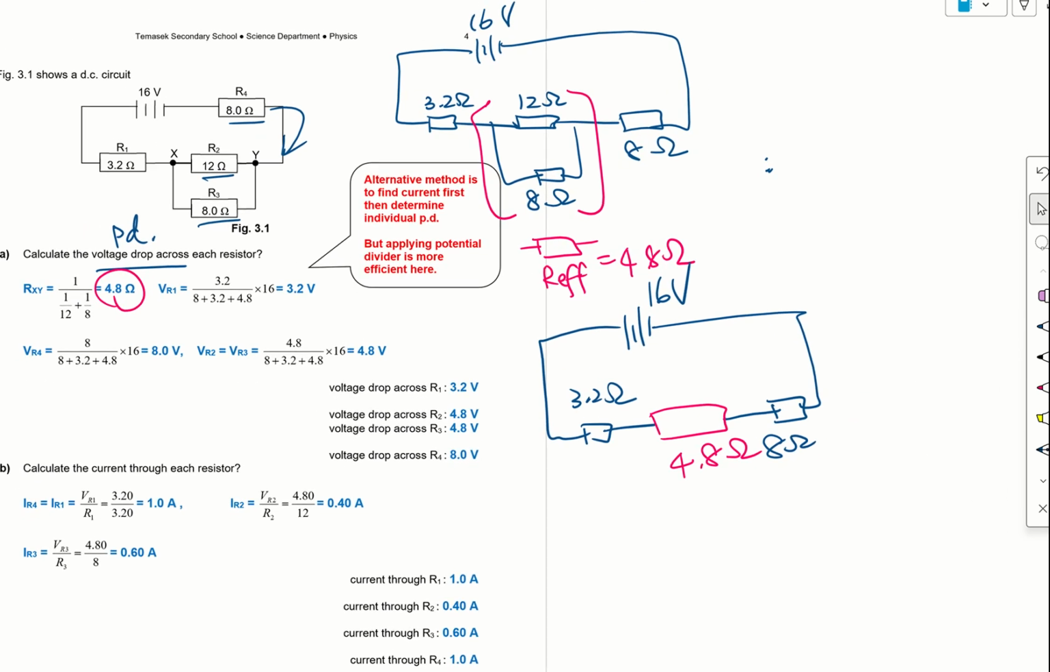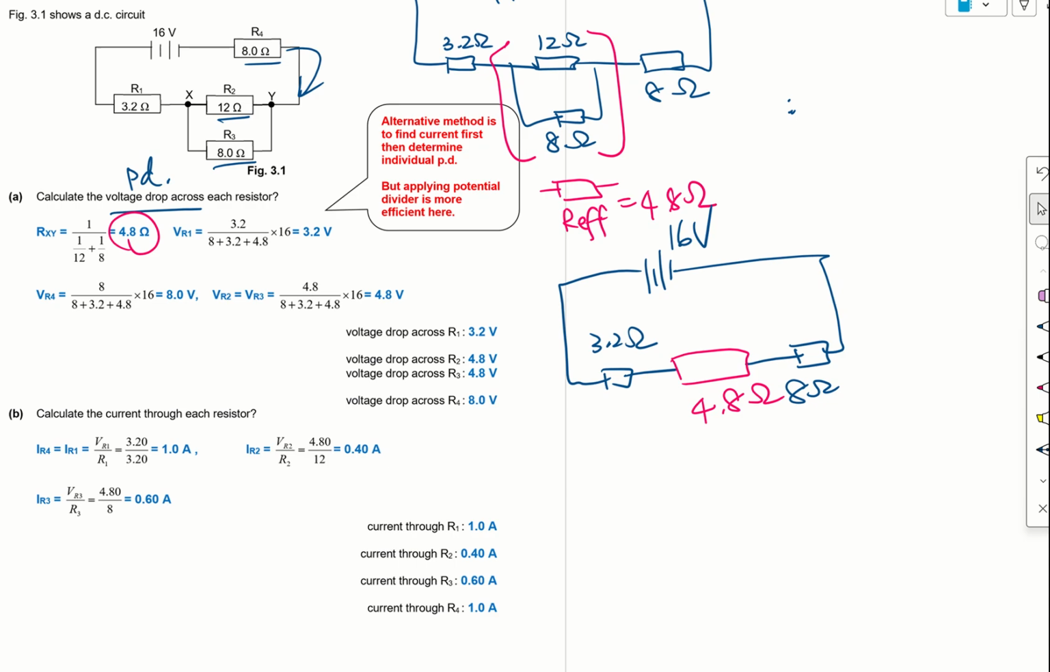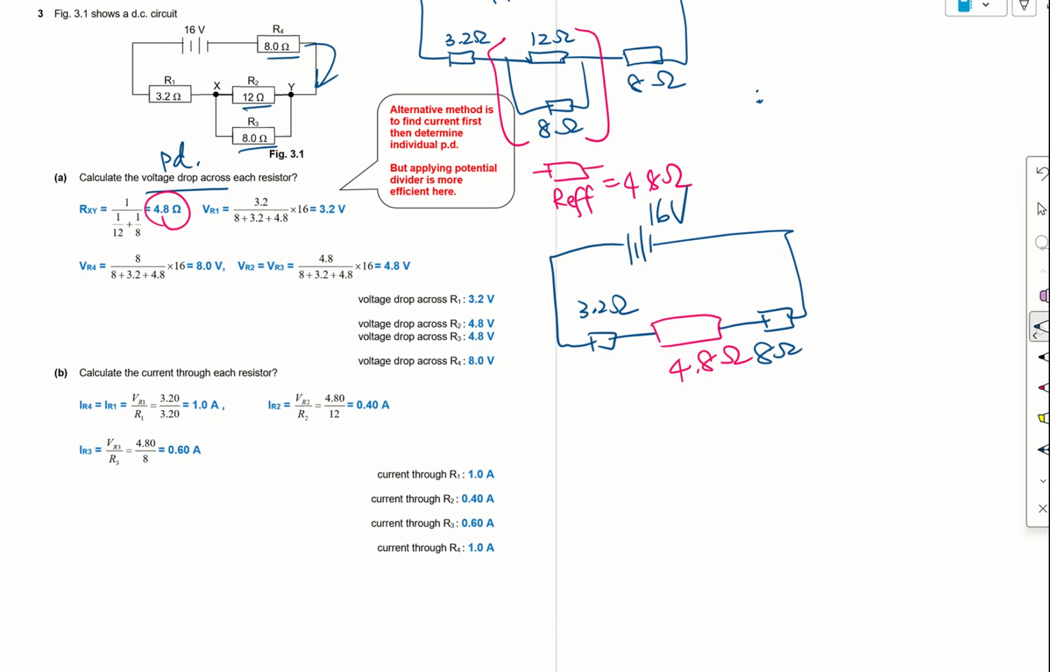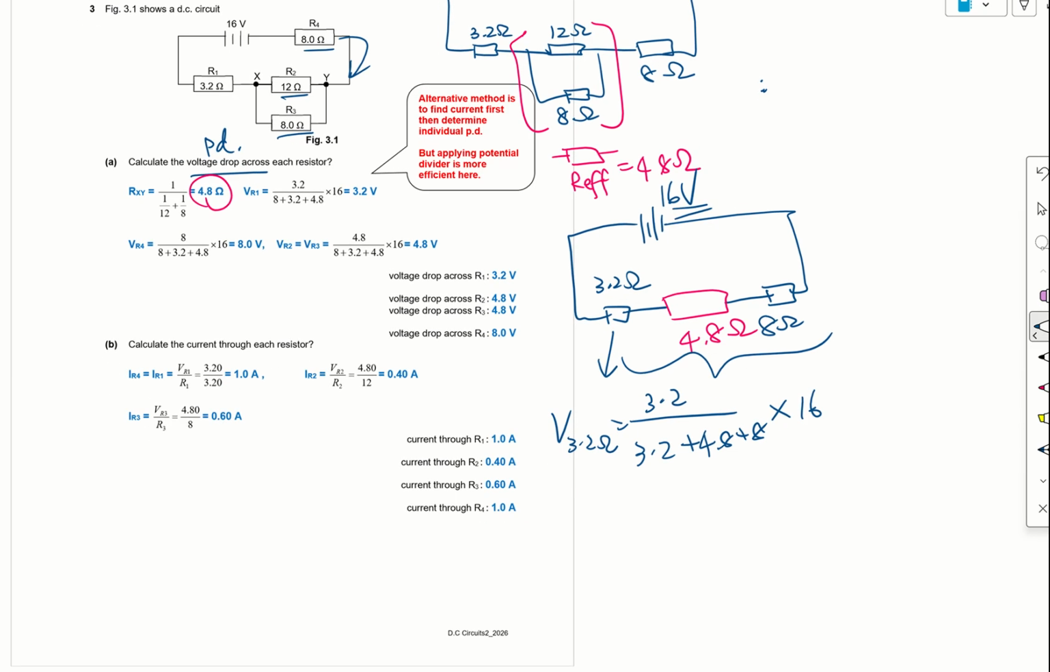Okay, so now we are ready to apply the potential divider formula. So for the 3.2 ohm, V 3.2 ohm will be equal to 3.2 over the total, the sum of the resistors in series. Because the potential divider formula only works for resistors in series. So it's 3.2 plus 4.8 plus 8, multiplied by the EMF, which is 16. So 3.2 plus 4.8 is 8. 8 plus 8 is 16. So we get 3.2 volts.